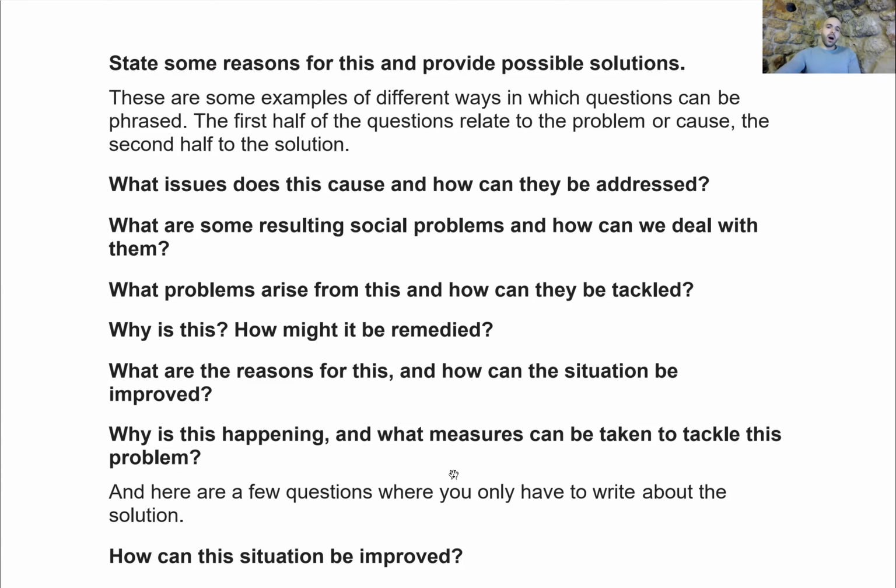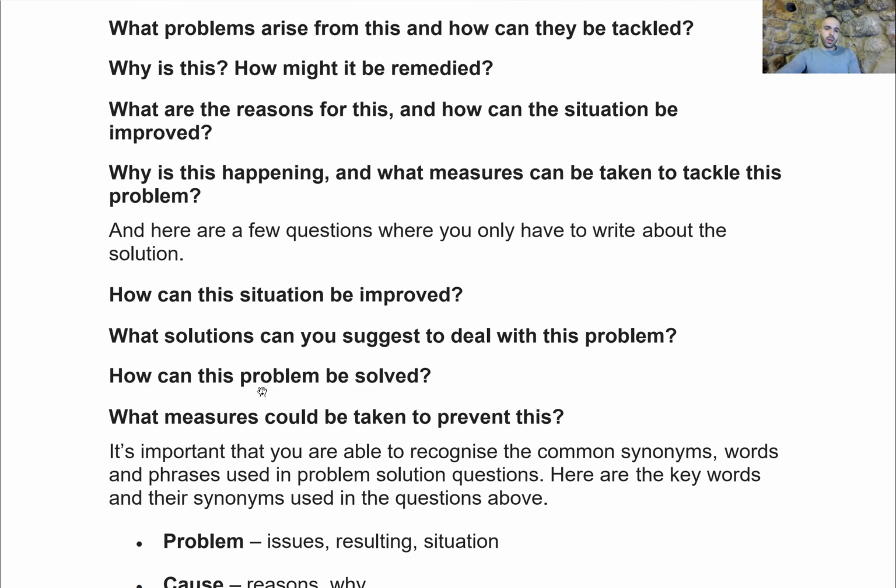Okay, and here are a few questions where you only have to write about the solution. For example, how can the situation be improved? What solutions can you suggest to deal with this problem? How can this problem be solved? What measures could be taken to prevent this?